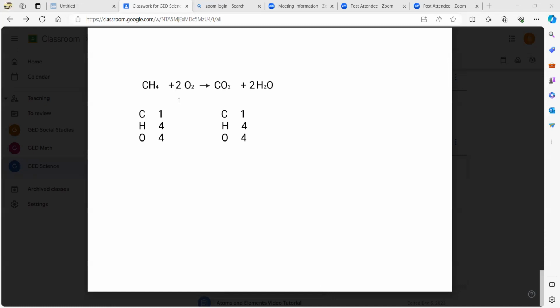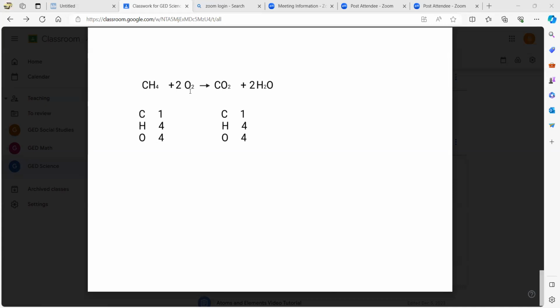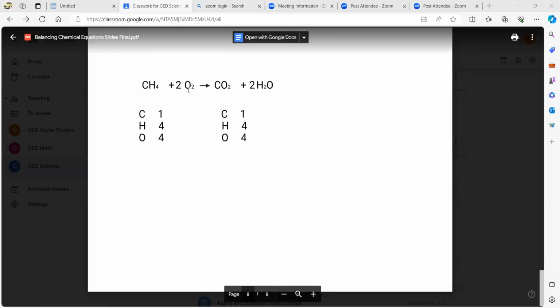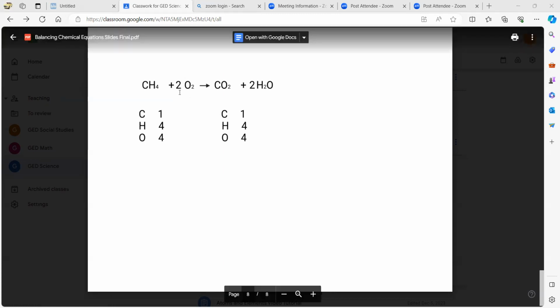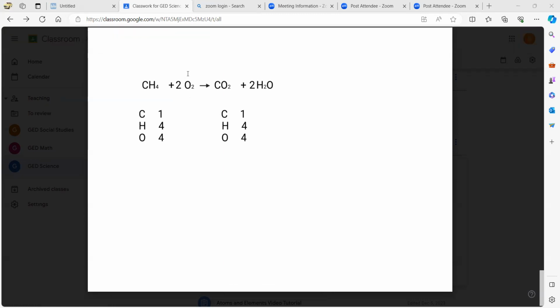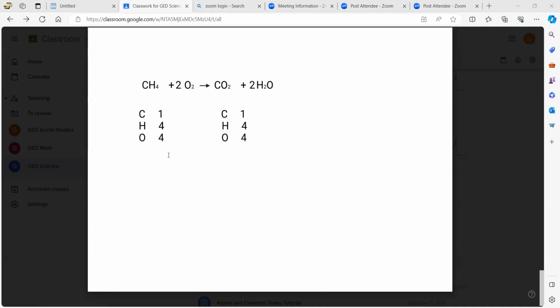So now I have to add another oxygen or O2 molecule over here, because if I have 4 over here and only 2 over here, this isn't balanced. So how do I get 4 oxygen atoms on this side? I add another O2 molecule. I put a 2 here. 2 times 2 equals 4. That means I have 4 oxygens.